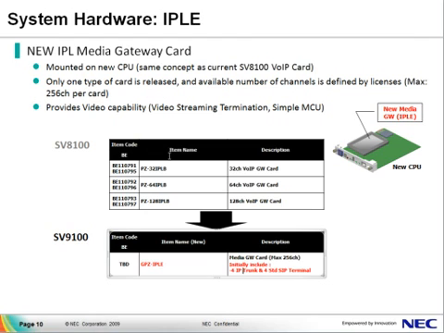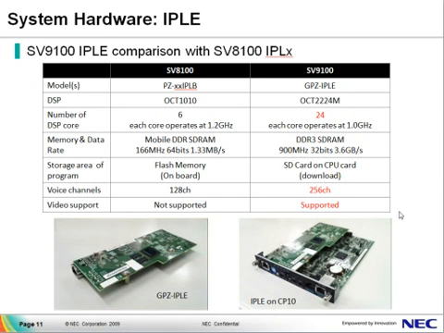The IPLE also provides video capability, so we can use video streaming termination and also a simple MCU with video functionality. This slide shows a comparison of the IPLE on the SV9100 to the IPLB that was available on the SV8100 and the technical specifications. You can see that the IPLE on the SV9100's performance has been increased. The number of DSP cores on the IPLE has been increased to 24 over 6 on the IPLB. The maximum voice channels available on the SV9100 IPLE is 256, whereas the maximum available on the IPLB was 128, and also video support is available from the card on the IPLE, whereas before on the SV8100 video calls were only supported using peer-to-peer between standard SIP extensions.